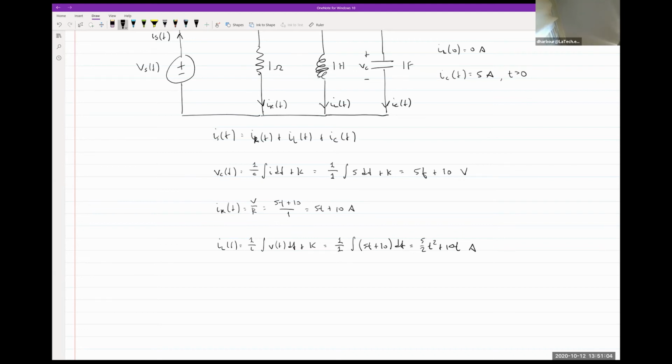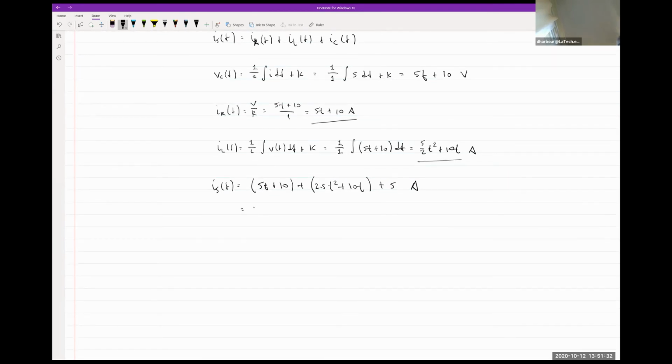And so now we've got IC of t up here, IR of t here, and IL of t here. And so IS of t would just be to add them all up. And so we'd have 5t plus 10 for the resistor, plus 2.5 t squared plus 10t for the inductor, plus just a constant 5 for the capacitor. And that would be our total current. And to clean that up, just gathering together some like terms: 2.5 t squared plus 15t plus 15. I think that's everything. Amps.